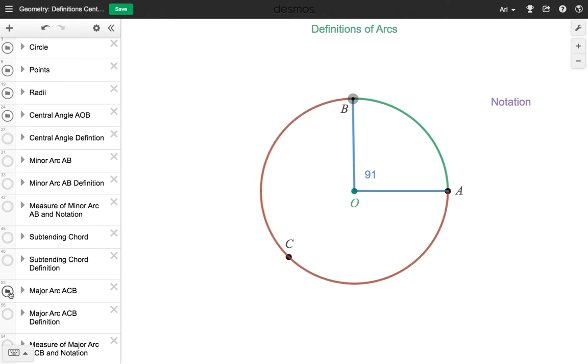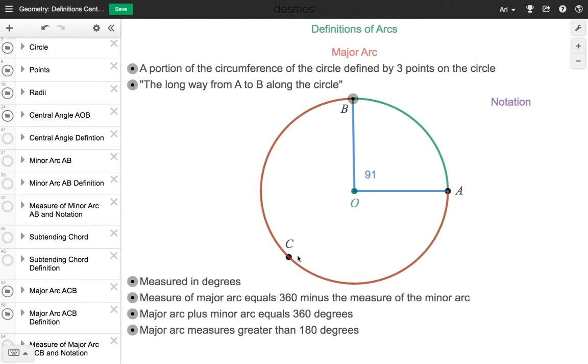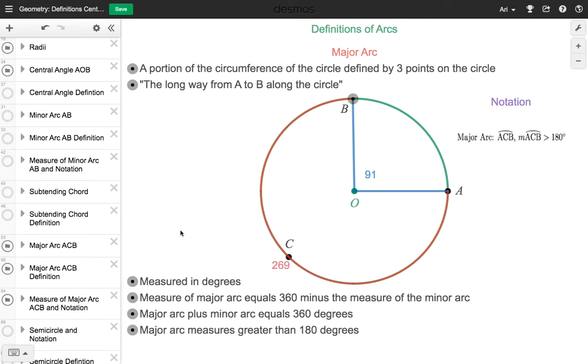So a major arc, here it is highlighted in red. A major arc is the long way from A to B. So starting from A, going through C to B. And a major arc is defined by 3 points on a circle, and we can see that when we turn on the notation here, that the major arc, if we wrote just A to B, then that would be the short way from A to B. So we say A through C to B. So ACB is the major arc. So that way we know that we're not just going A to B the short way, we're going A to B the long way. And major arcs are always going to be greater than 180 degrees.